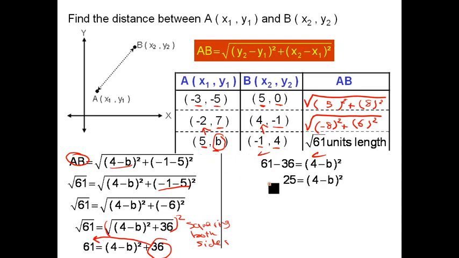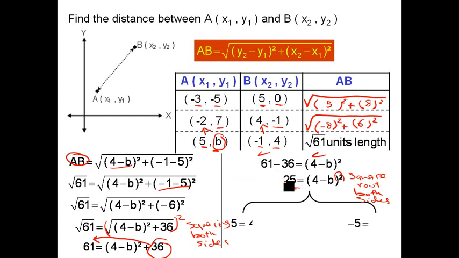Now we're gonna take the square root of both sides because we have power 2 here. I'm gonna write this. Square root both sides. So the square root of 25 is positive or negative 5. The most common mistake is writing 5 only. It's wrong. You must write one time 5 and one time negative 5.